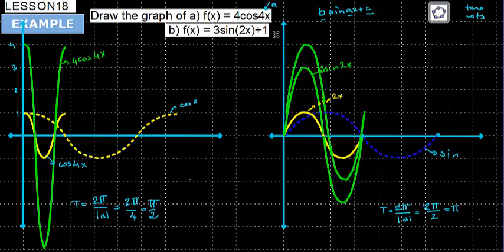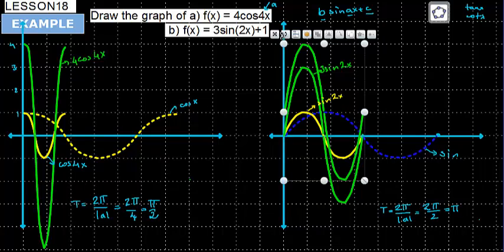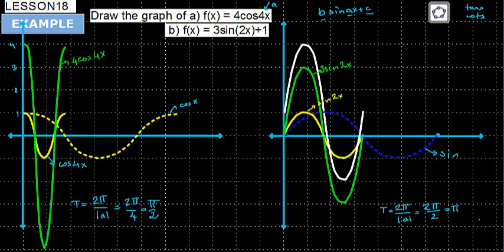And the question is 3 sine 2x plus 1. So I'm going to move this one 1 unit up, like this. And here, I'm going to change again the color to white, and this is going to be 3 sine 2x plus 1, as you see, the green one goes 1 unit up, and you are going to get this one.